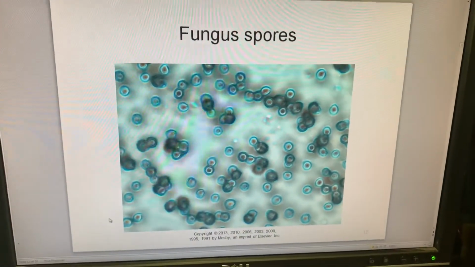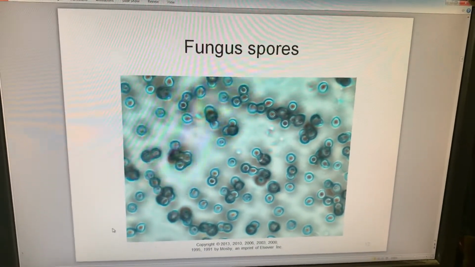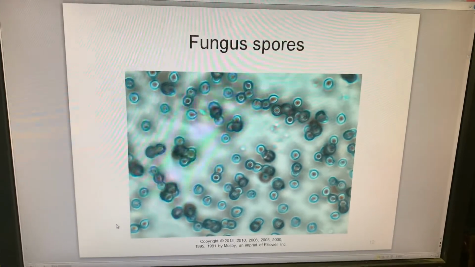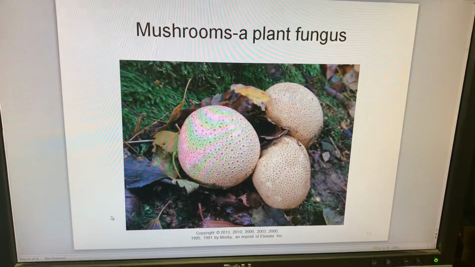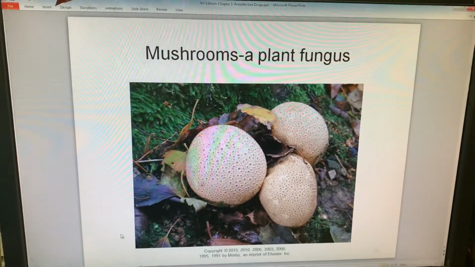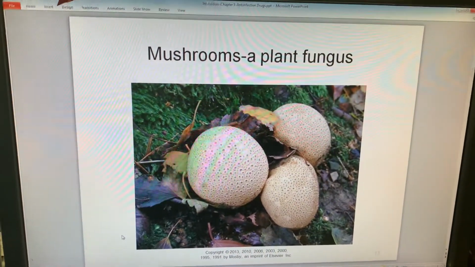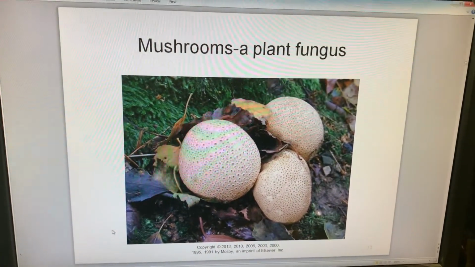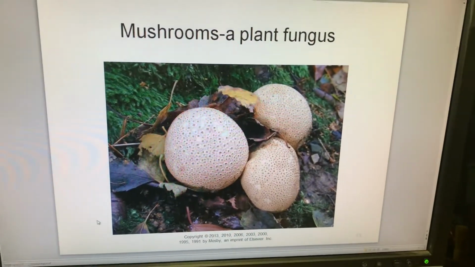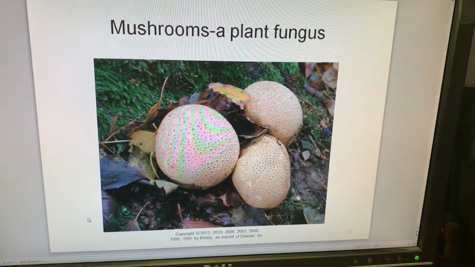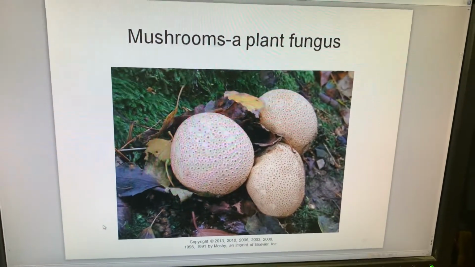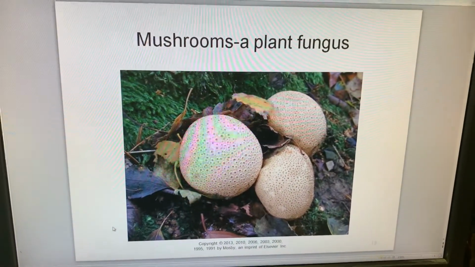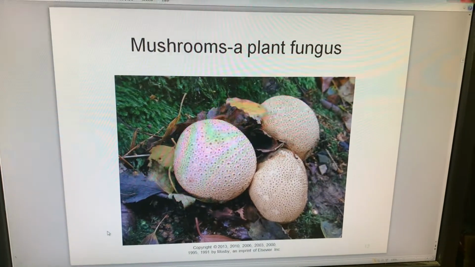Fungus spores, they just kind of float through the air. Most of them are harmless, but occasionally they can infect humans. Mushrooms are a fungus. You may not like mushrooms. I personally love them, can't get enough of them, and they're very good for you as long as you don't eat a poisoned one. But they grow on plants or in the ground. Many of them are edible, some of them, not so much. But this is basically a fungus, pretty harmless.